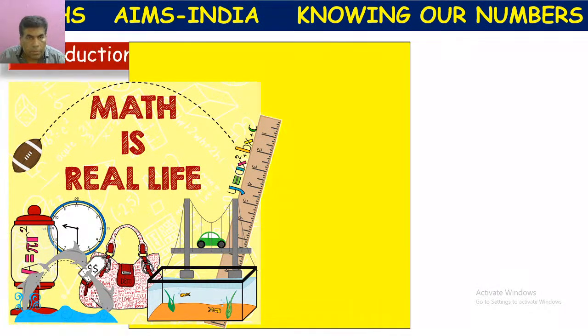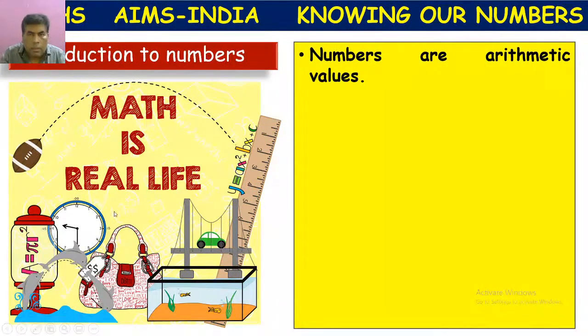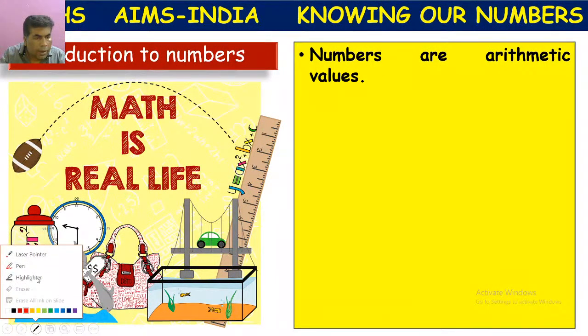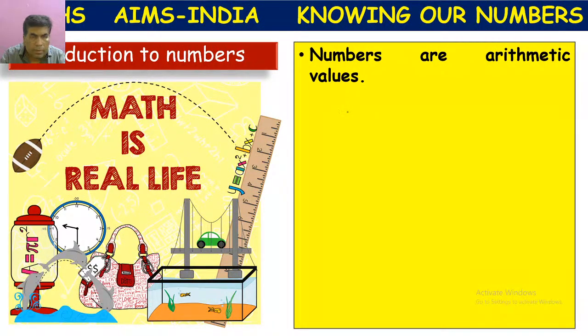Actually, numbers are arithmetic values. With the numbers in mathematics, we can do all kinds of operations like addition, subtraction, multiplication, division. All kinds of operations can be done with the numbers and they are arithmetic values.